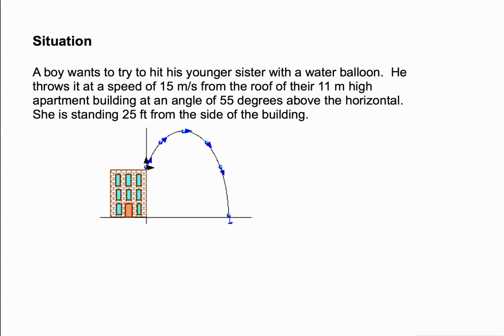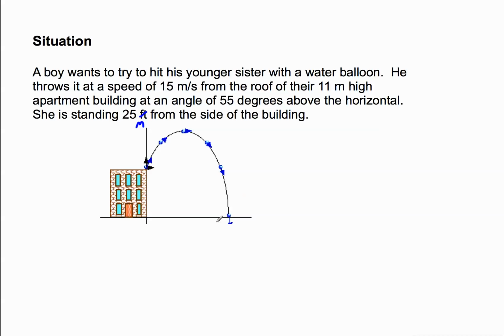We're going to tackle these objectives by looking at a situation which I have described here. A boy wants to hit his younger sister with a water balloon. He throws it at a speed of 15 meters per second from the roof of their 11-meter-high apartment building at an angle of 55 degrees above the horizontal. She is standing 25 feet from, let's make that meters, from the side of the building. Let's put her in the picture. First of all, let's cross that out and make that meters.